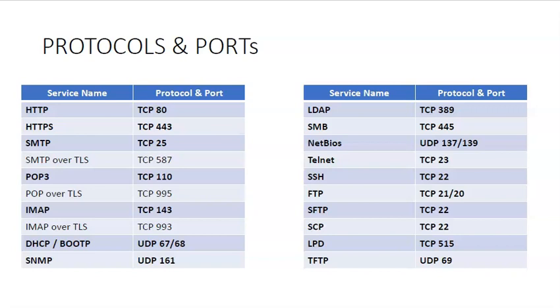Then two more protocols are there which we need to understand. One is LPD and the other is TFTP. LPD is the Line Printer Daemon, so we can say it is a printing protocol. It runs on port number 515 TCP.